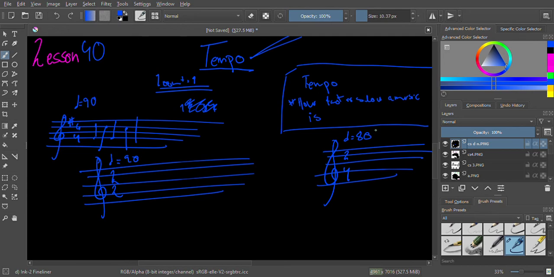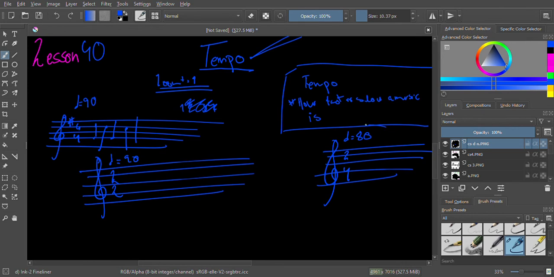All that means now is that each 2 counts is now equal. So that's, you see, 2 3 4. So I should count this as 1 2 1 2 1 2 1 2 1 2 1 2 1 2 1 2. That's how I'm counting this, because each half note is worth 2 counts now. So it's the same thing as saying 2 counts is worth 80.